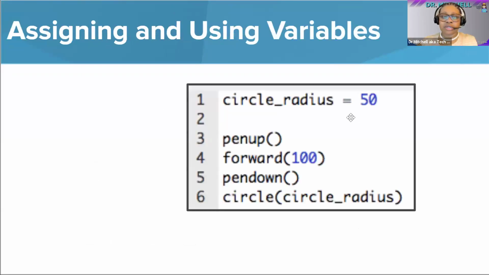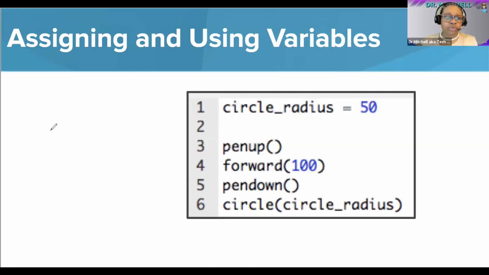So let's talk about assigning. I know in mathematics, when you see the equal sign, normally we're saying it equals to. But I want you to think a little bit different here. I want you to think about it being called assign. So circle underscore radius is assigned the value of 50. I'm gonna let you marinate on that for a second. Hopefully it stuck.